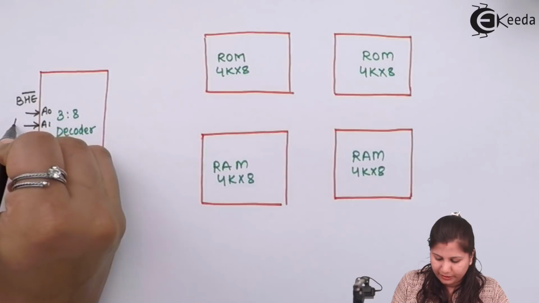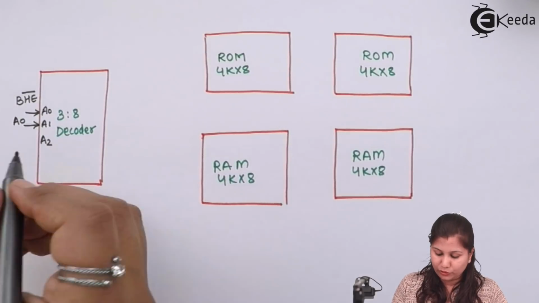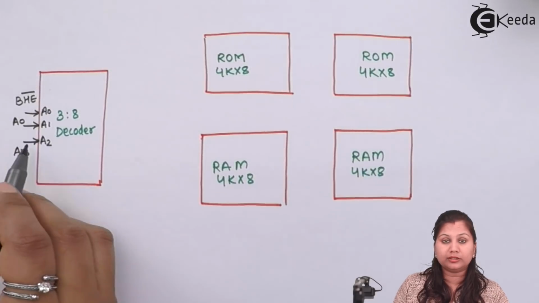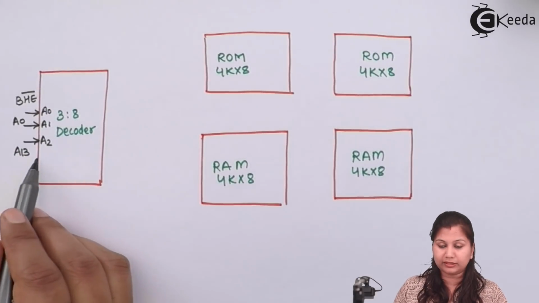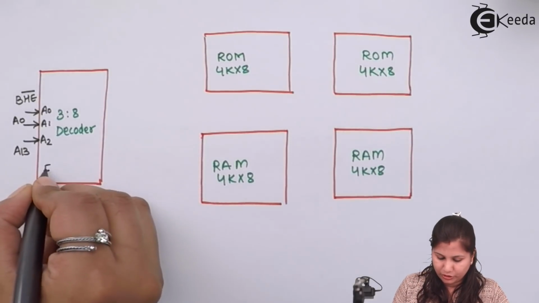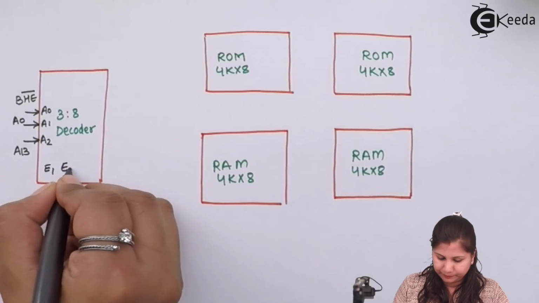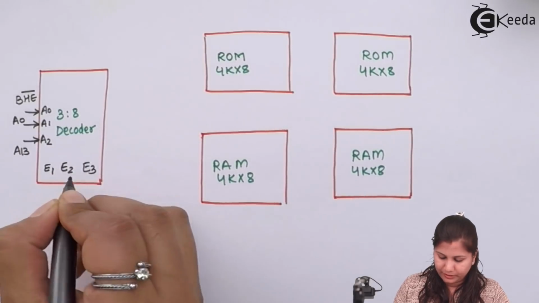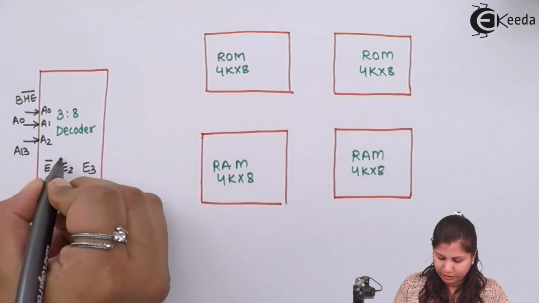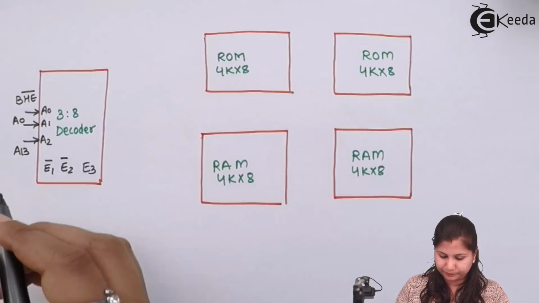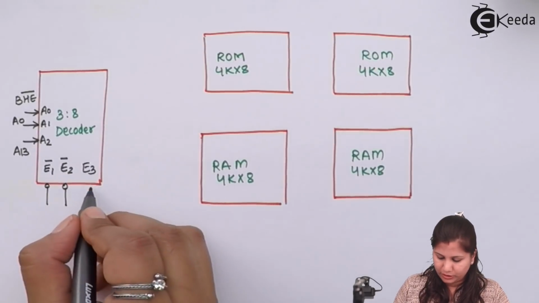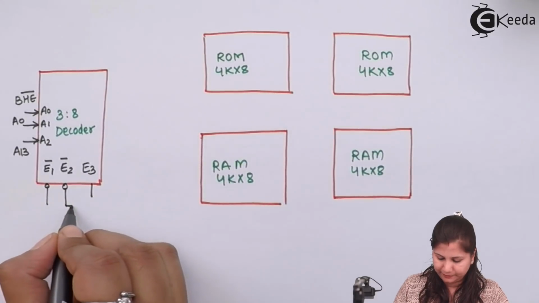A1 will be our A0 address line, and also we are using the A13 address line. So the third input line will be the A13 address line. The remaining address lines we are using to select this decoder. This decoder has 3 enable lines, E1, E2 and E3. E1 and E2 are active low and E3 is active high.